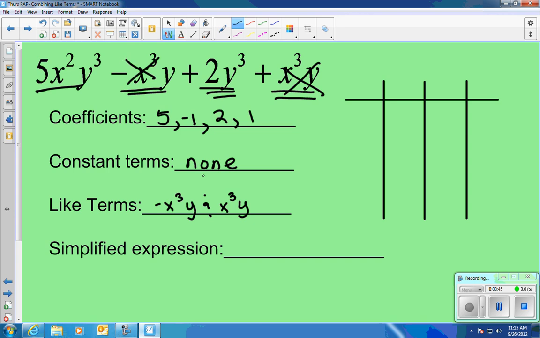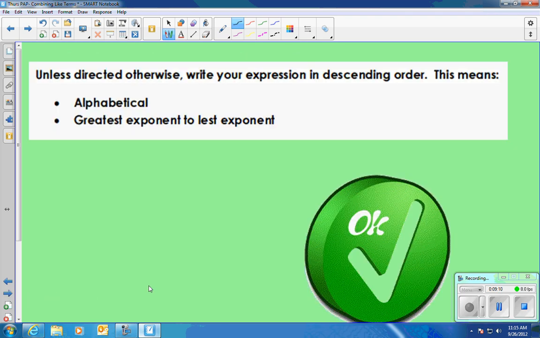So I'm always going to start alphabetical. So my x's, whichever one has the biggest exponent, goes first. So that'll be the 5x squared y to the third. And then even though the y had a 3, because it doesn't have that x with it, it goes afterwards. So alphabetical first, and then exponent value is what you look at. So again, alphabetical, greatest exponent to least exponent, unless you're told otherwise.